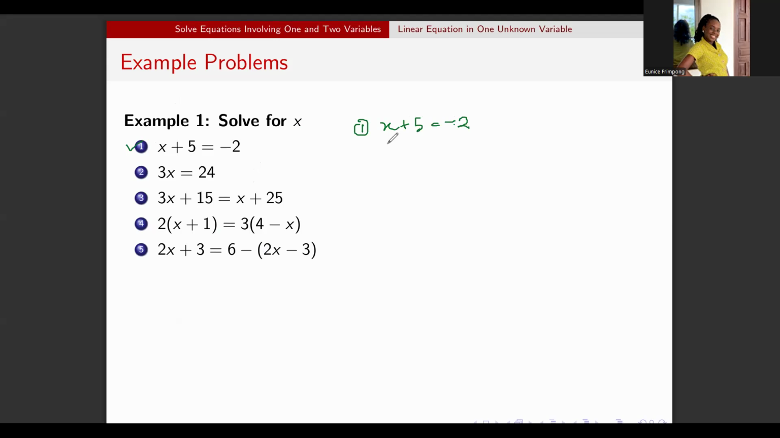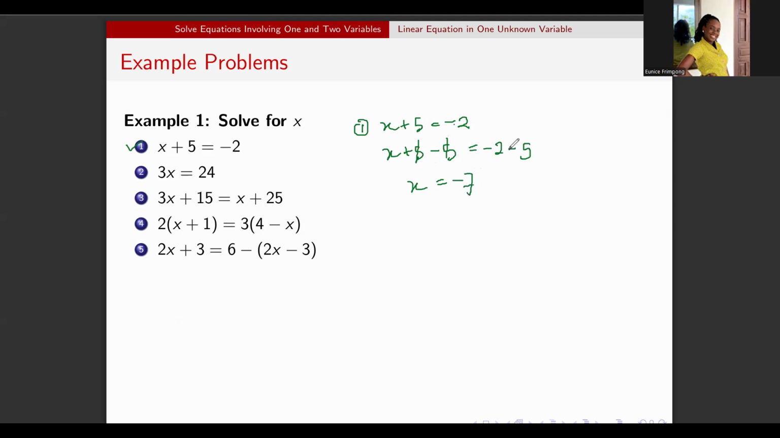The focus is to make x stand alone, and then we simplify the other side of the equation. So let x stand alone in this case. I'll take 5 from here and also do the same thing to the right-hand side so that the equation is balanced. So I have here x plus 5 minus 5 equals minus 2 minus 5. Now minus 5 cancels minus 5, and I have x equals minus 2 minus 5, giving me minus 7.